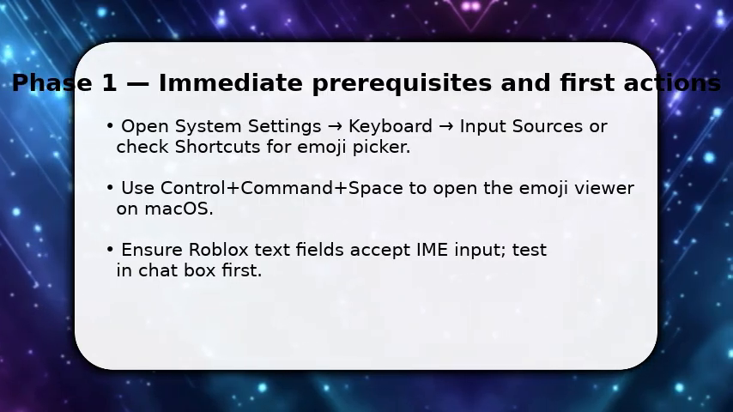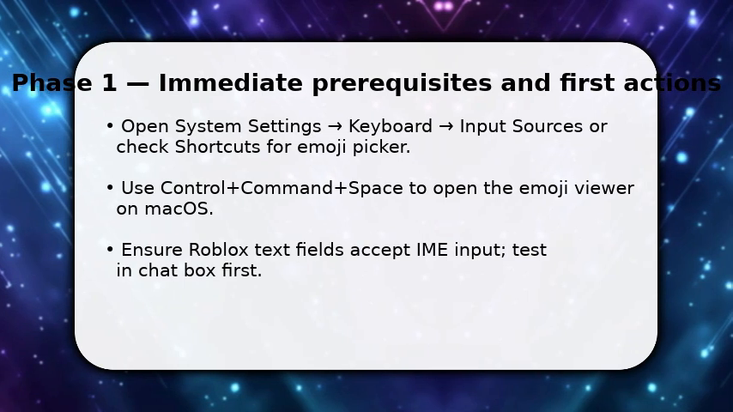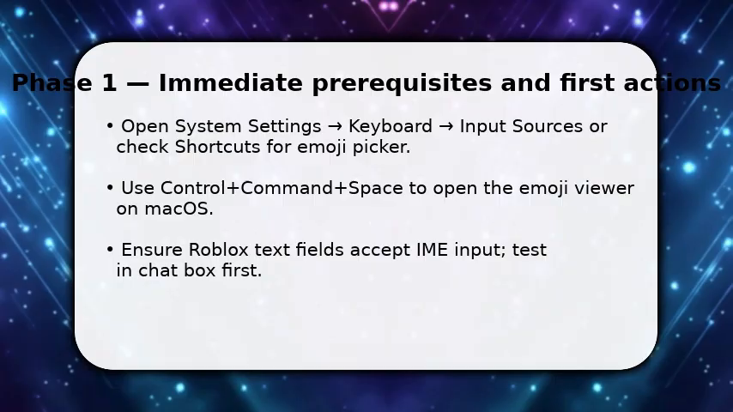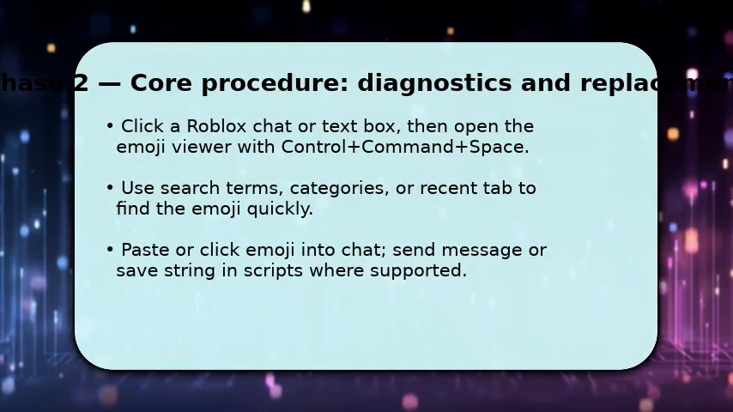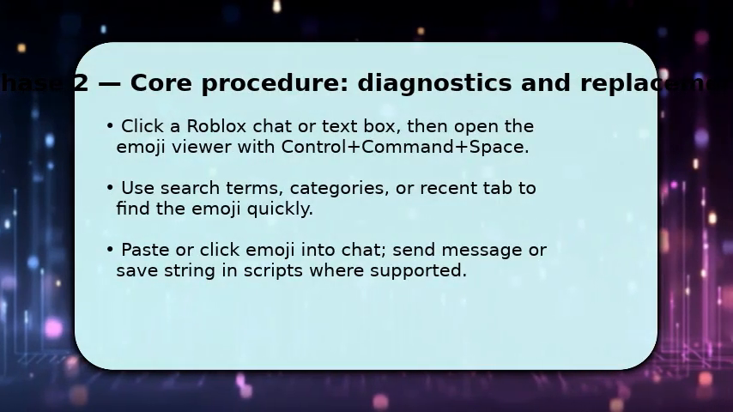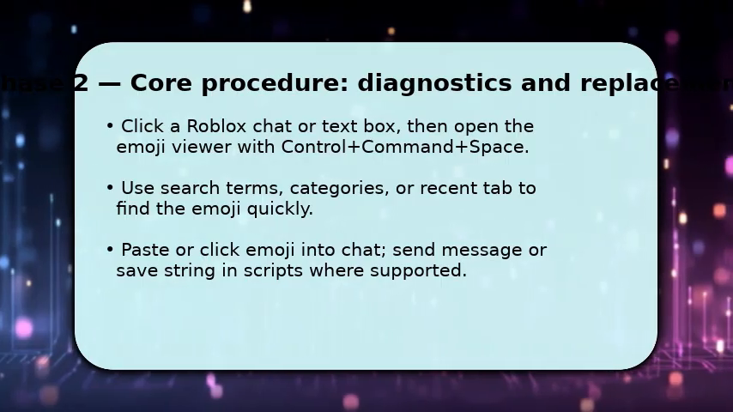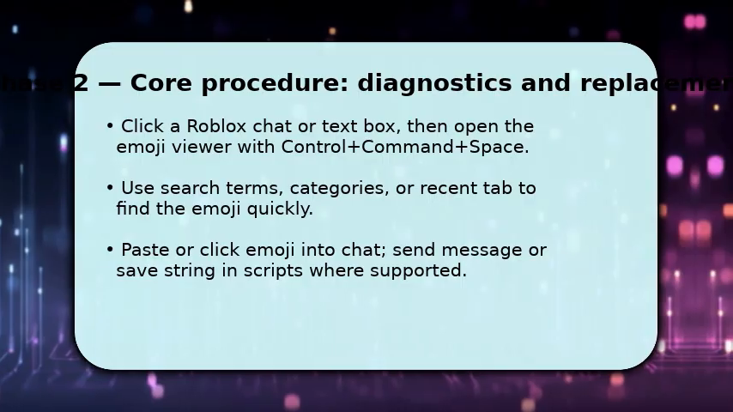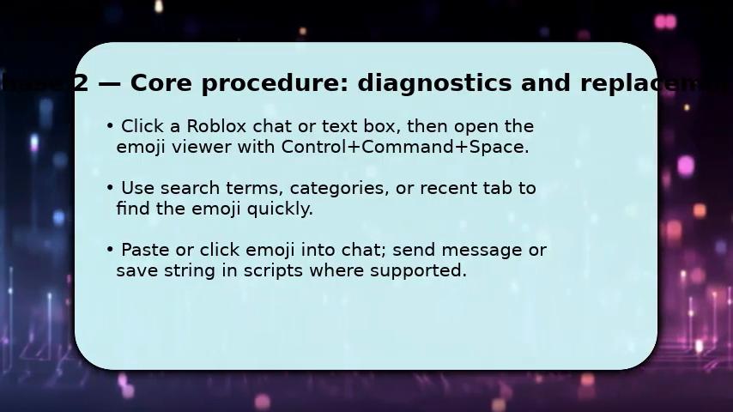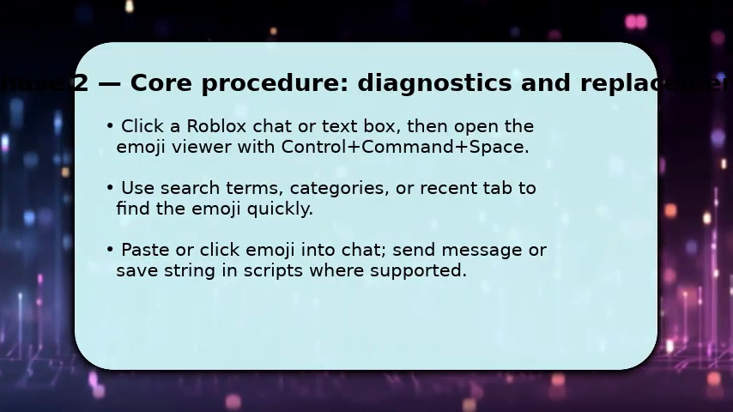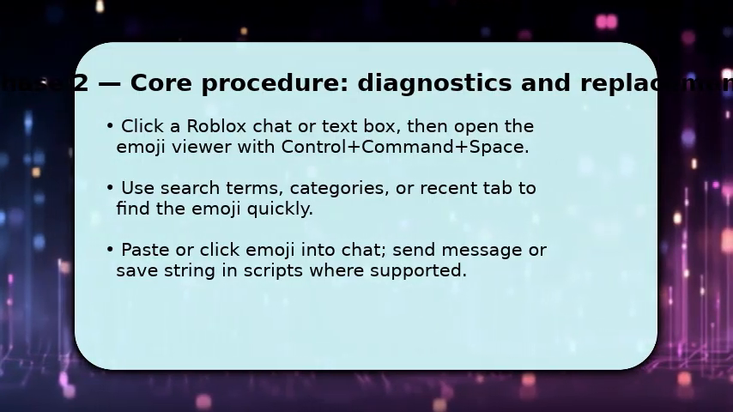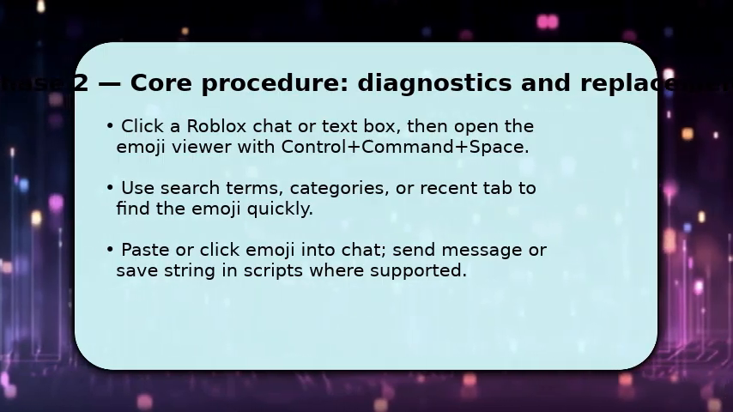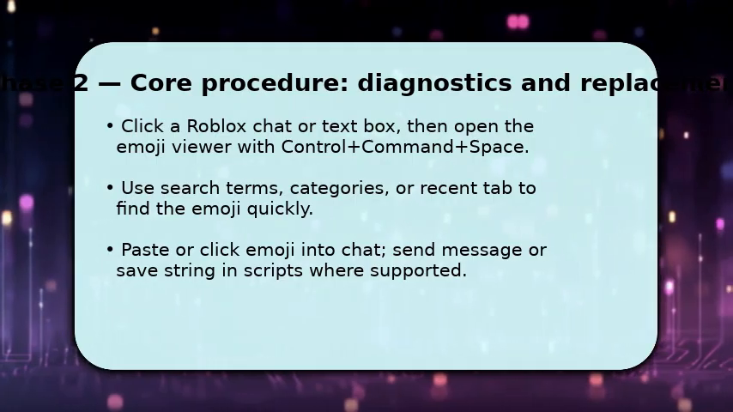If the keyboard shortcut doesn't work, check System Settings, Keyboard, Shortcuts and enable the emoji picker. With the emoji viewer open, click into Roblox's chat or any text input so the emoji inserts where you want it. Type a keyword like smile or heart to filter results, because that speeds selection when you need one fast. Once you click an emoji, it pastes immediately. For longer message composition, paste multiple emojis and text.